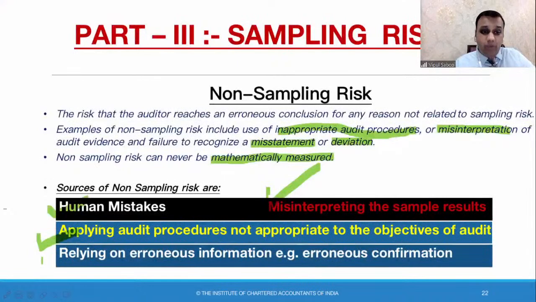And you have gotten information which is erroneous, which is not correct, wrong information, and you are using it in your sampling work. So, for example, erroneous confirmation from the management. You ask for a confirmation of a debtor or a creditor balance or a bank balance from the management, and they are confirming a wrong balance. And you're using that balance in your technique. You are relying on wrong information. That is non-sampling risk.